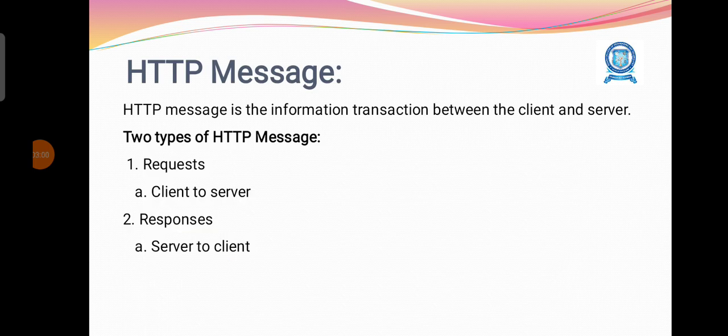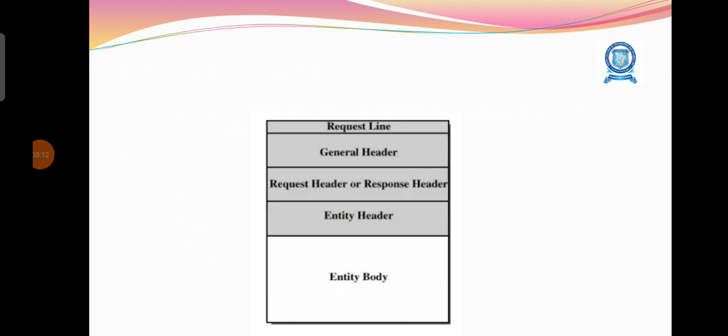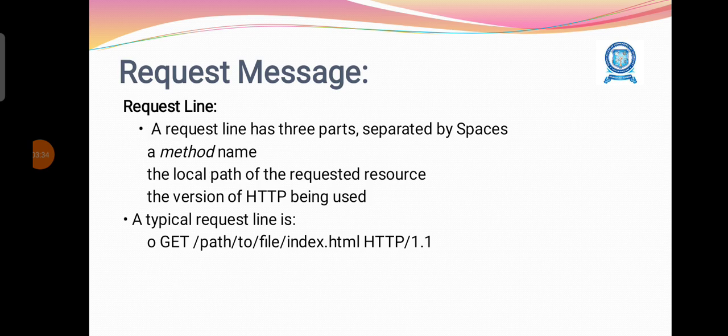Then HTTP messages. Two types of messages are transferred between the client and the server. The first one is the request, which is from the client to the server. The second one is the response, which is from the server to the client. Then we see the message entries. The request and response messages have these kinds of fields to store different kinds of header information: request line, general header, request header or response header, entity header and entity body.